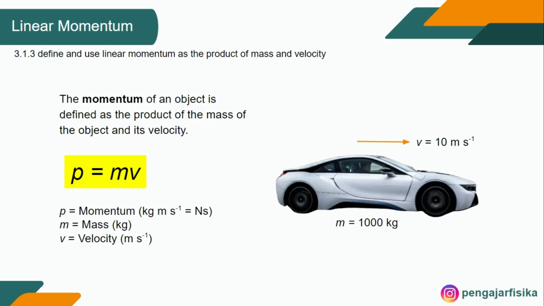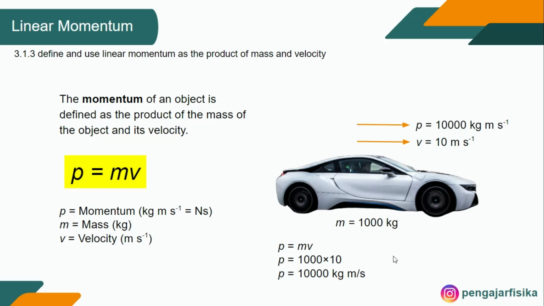Here is an example with a car. If the car has a mass of 1000 kg and is traveling at 10 meters per second, its momentum is p equals m times v. p equals 1000 times 10. So p, or momentum, will be 10,000 kg m/s.